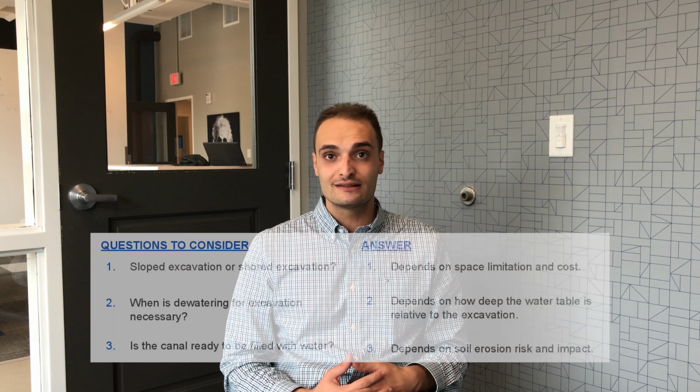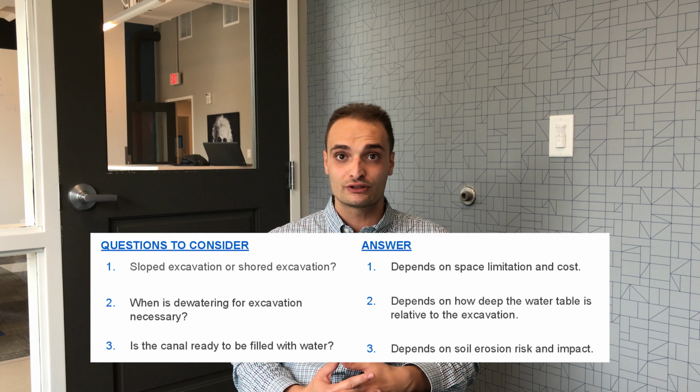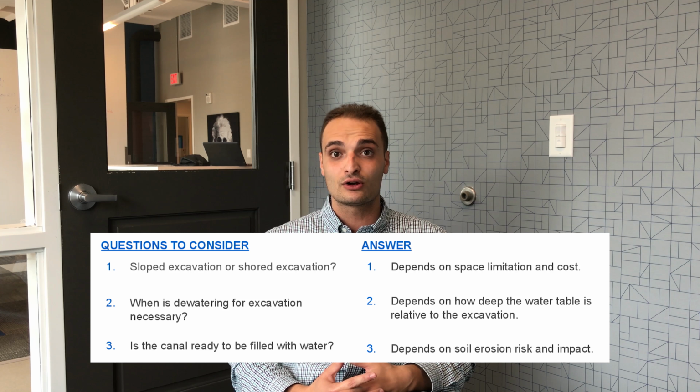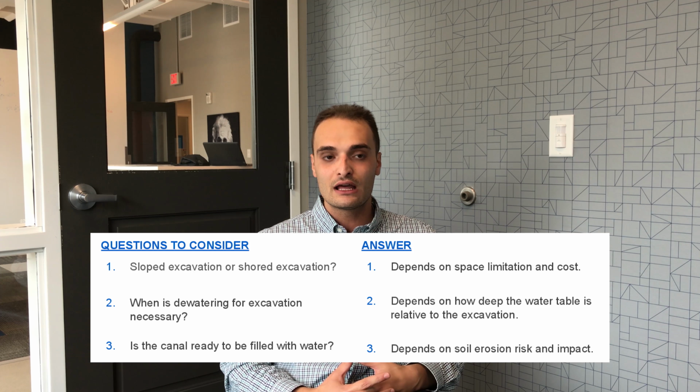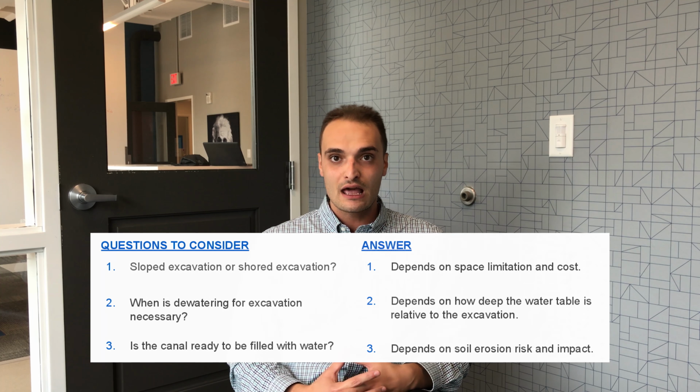A few decisions to be made from a construction perspective include the decision whether to have sloped excavation or short excavation, depending on cost and space limitation. Another one is the need for a dewatering system, depending on the depth of the water table relative to our excavation. And finally, is the canal ready to be filled with water, depending on soil erosion risk and load impact.